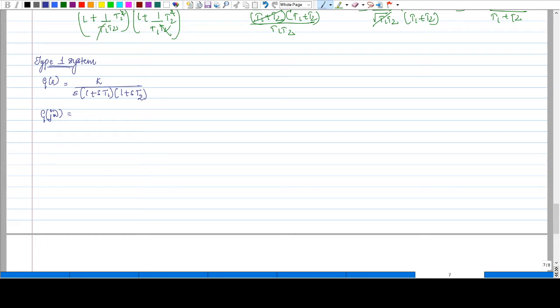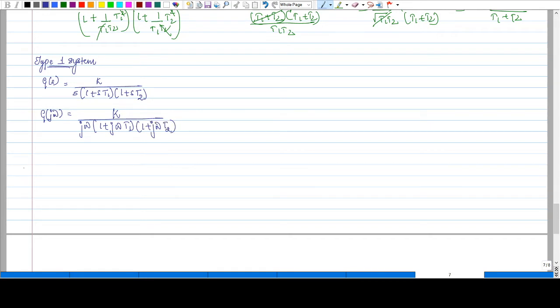In this video, we will understand the polar plot for type 1 system. I have taken a third order type 1 system, G of s is equal to k divided by s into (1 plus sT1) into (1 plus sT2). For this, first we will write G of j omega, that is the sinusoidal transfer function. This is equal to k divided by j omega (1 plus j omega T1) and (1 plus j omega T2).